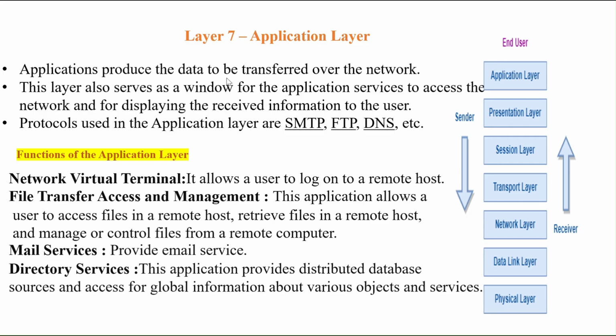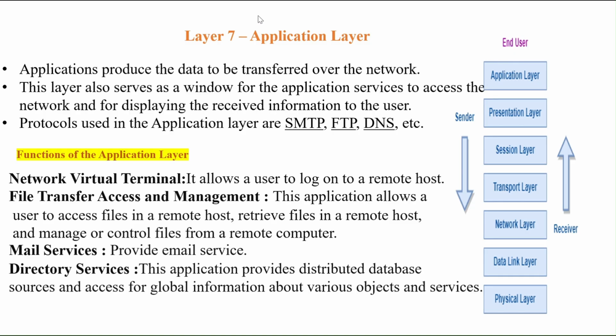Here I have written some points: the application layer produces data to be transferred over the network. This layer also serves as a window for the application services to access the network and for displaying the received information to the user. The protocols used in this application layer are SMTP, FTP, DNS. Here I have shown you the end user, sender, receiver, and the application layer is here.